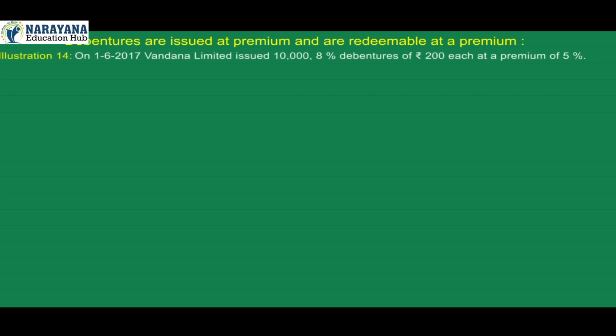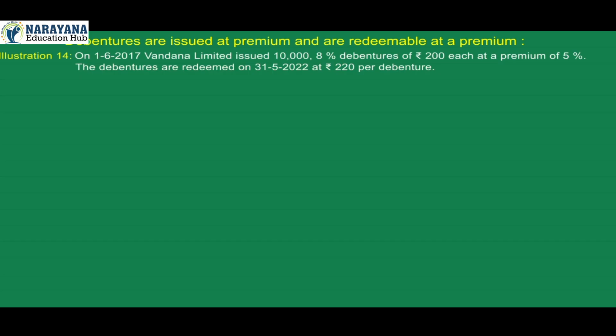Debentures are issued at a premium and are redeemable at a premium. Illustration 14. On 1st June 2017, Vandana Limited issued 10,000 8% debentures of ₹200 each at a premium of 5%.